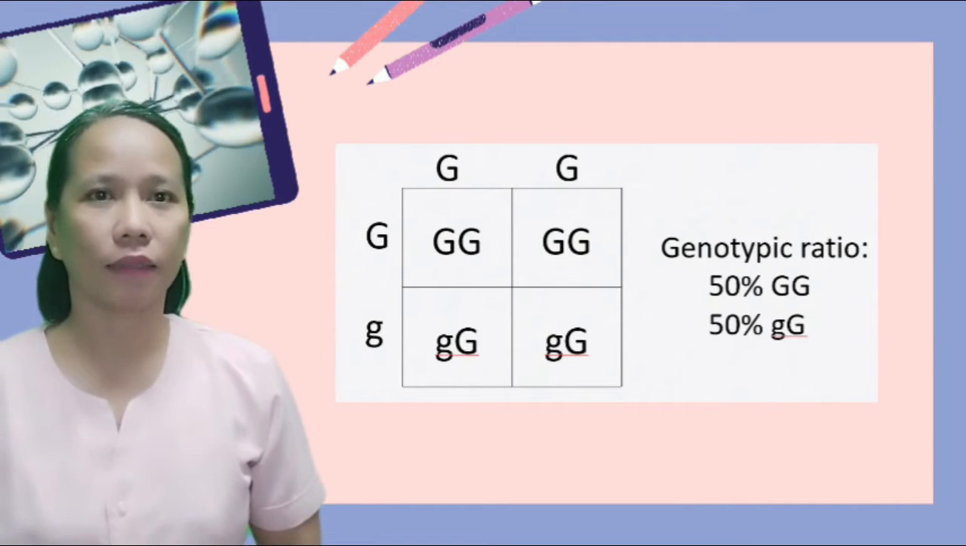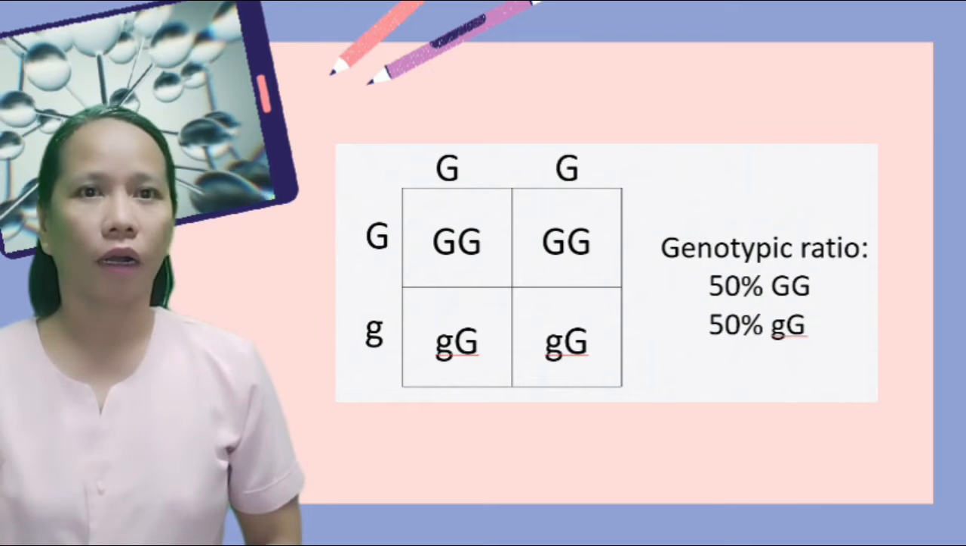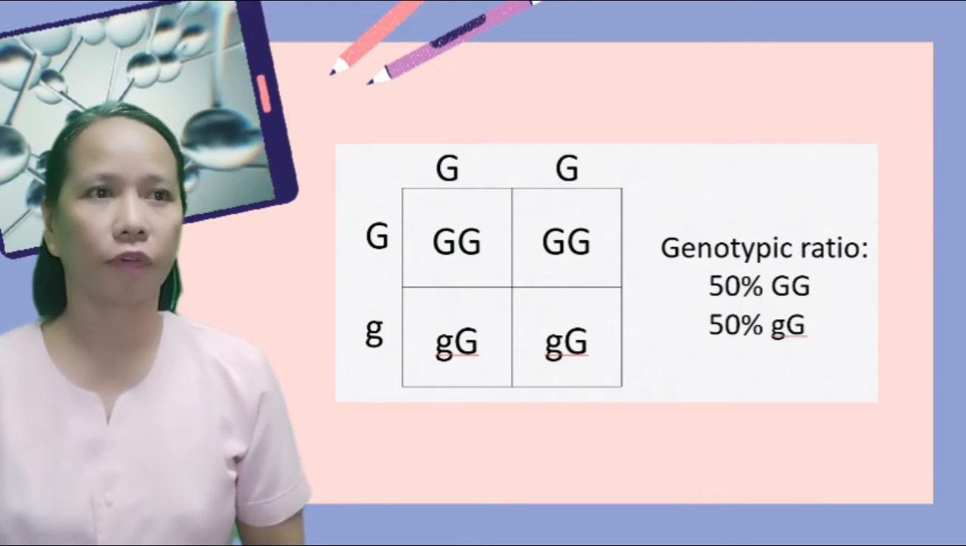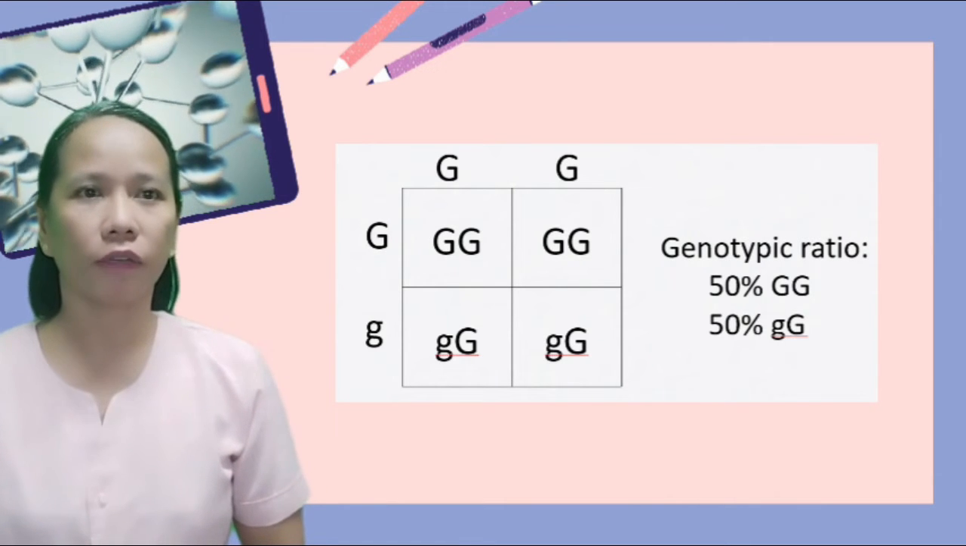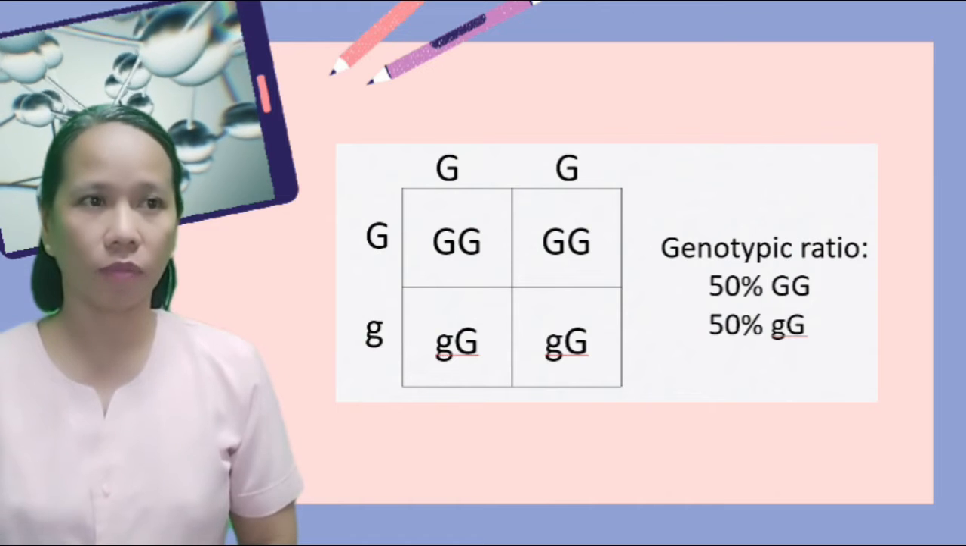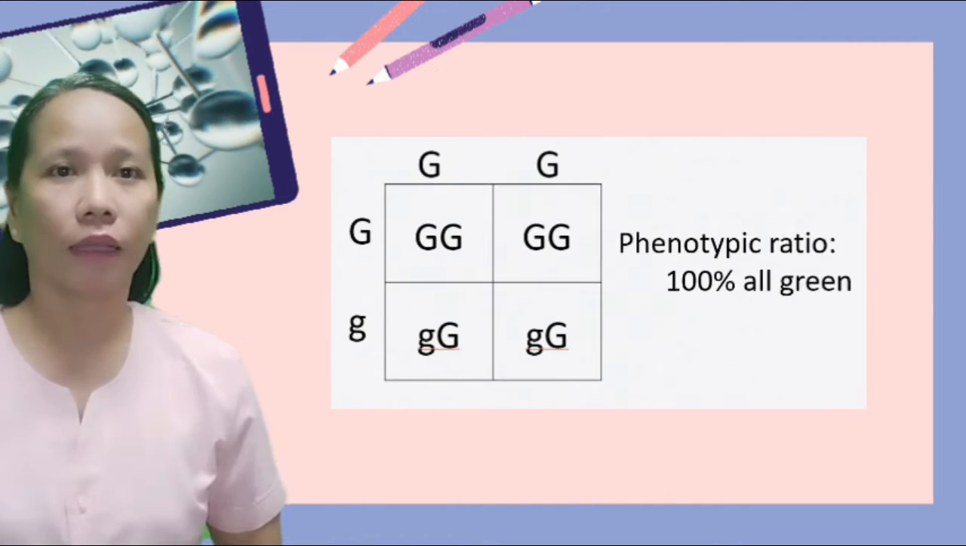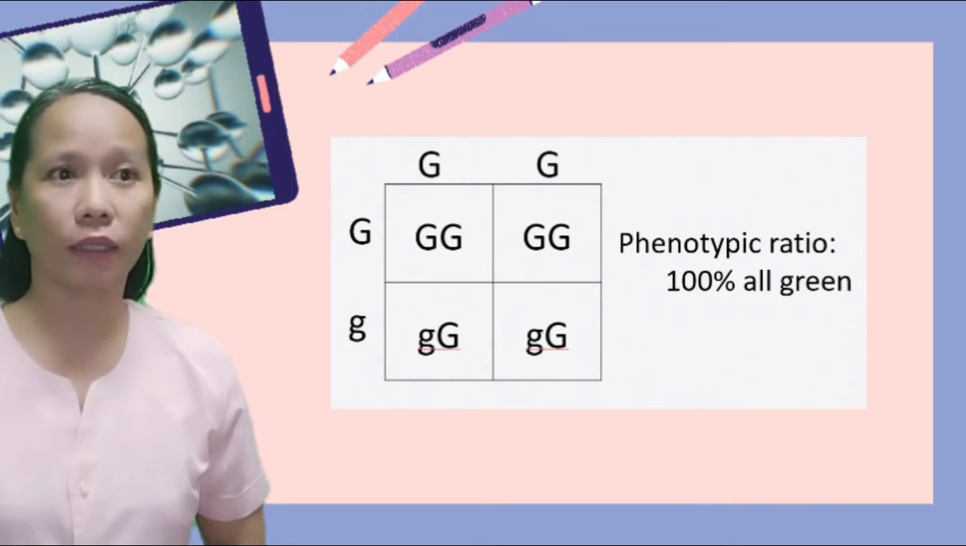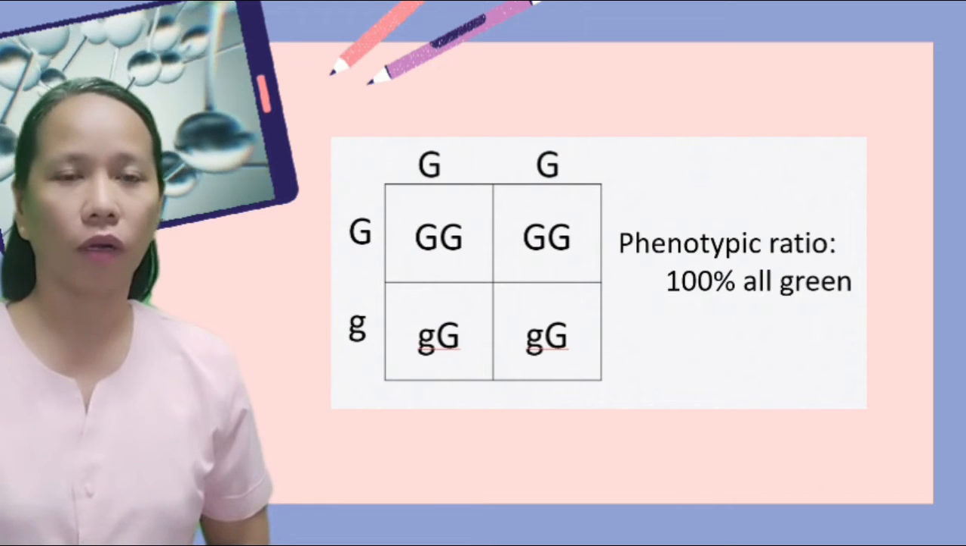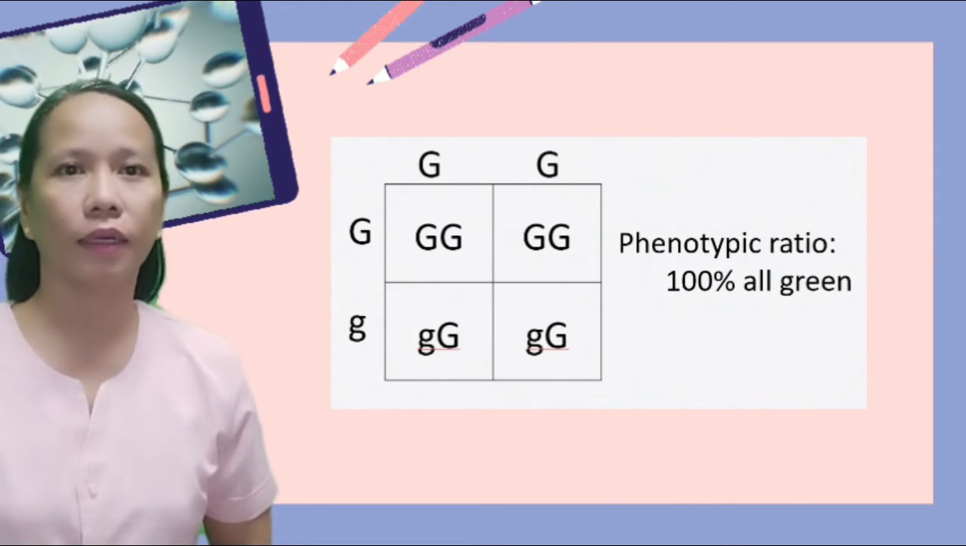Finally, let us interpret the result. There are 4 offsprings produced from the crossing. The genotypic ratio is 50% homozygous and 50% heterozygous. The phenotypic ratio is 100% green or all the offsprings are green.